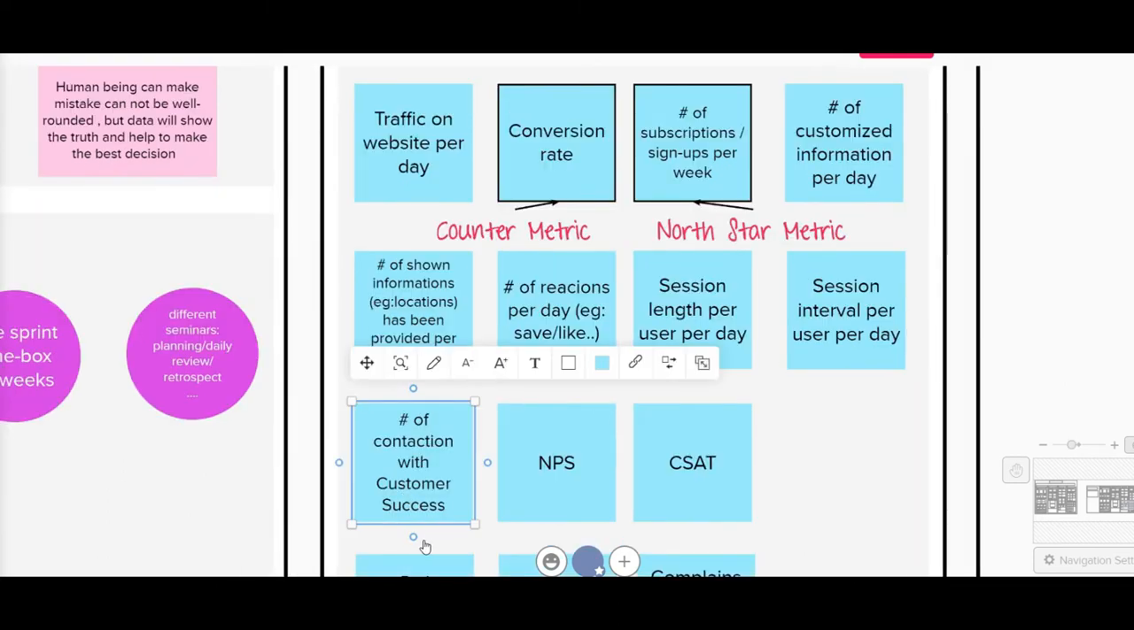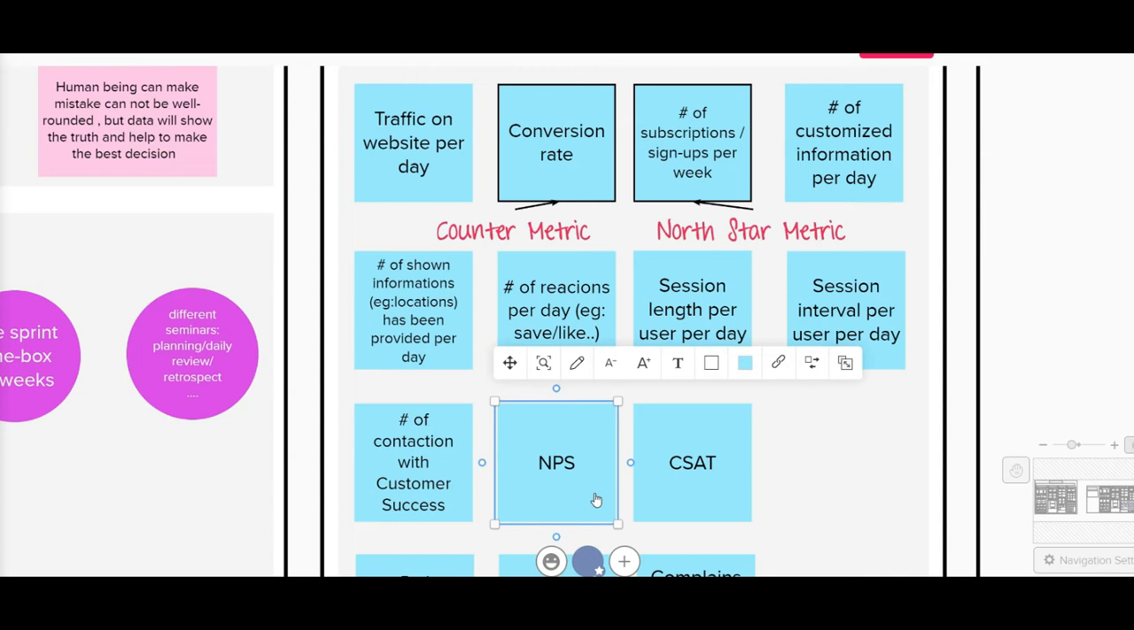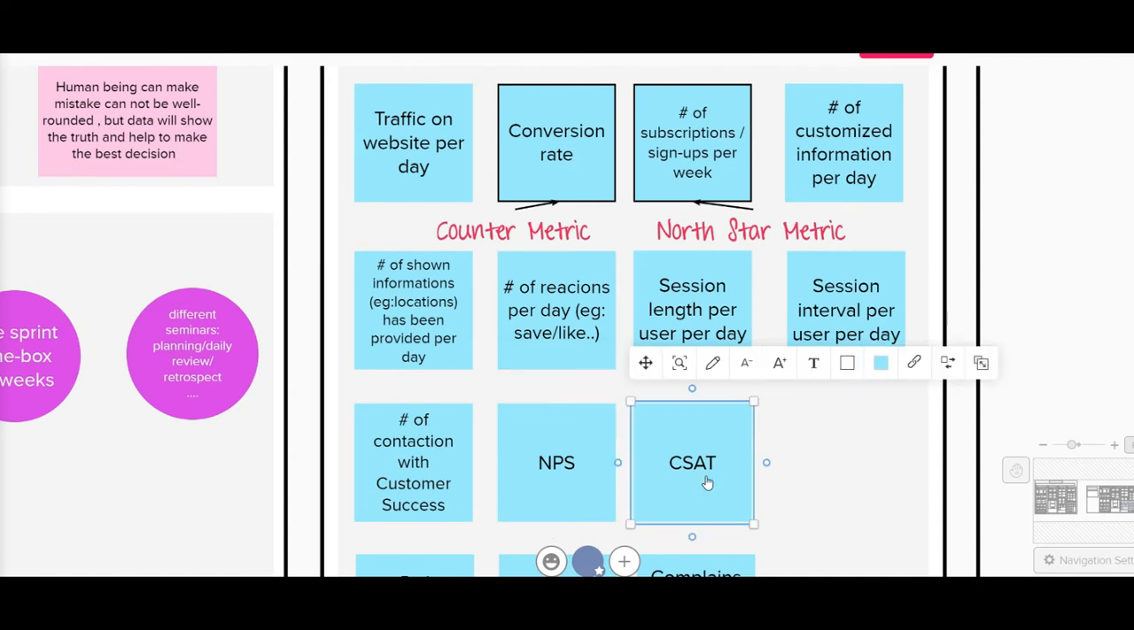This is related to the number of contacts with our customer success department. And this is related to Net Promoter Score. From this, we can know whether our clients would like to share our product with their friends or not. This is the customer satisfaction survey. From this, we can know whether our product really satisfies our customers. Did our product really bring value to our customers?